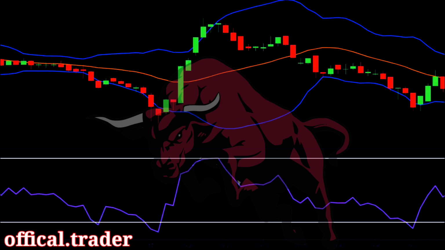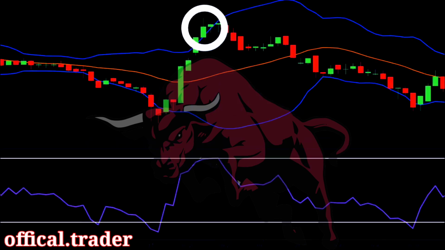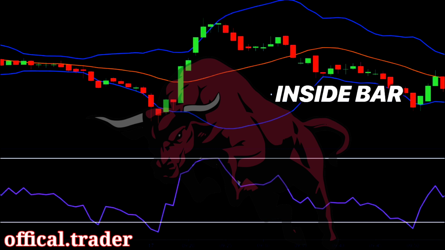Now, as the time goes on, we also spot a selling opportunity. Here, we see that the price was trading above the upper band, and the RSI was right at the 80 level. Hence, we have a confluence between the Bollinger bands and the RSI. So we expect the price to make a down move. We wait for a candlestick pattern to trigger our entry. As you can see, the next candle is a small green candle that is completely inside the range of the previous candle. So, this is an inside bar candlestick pattern.